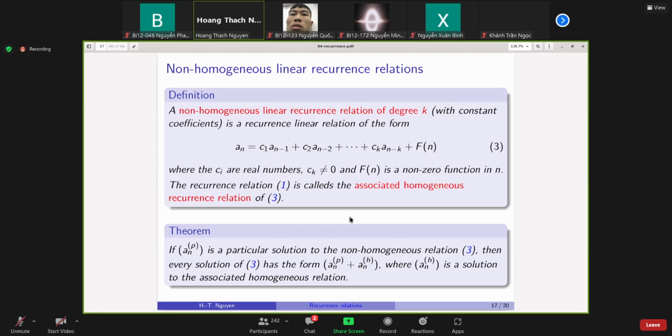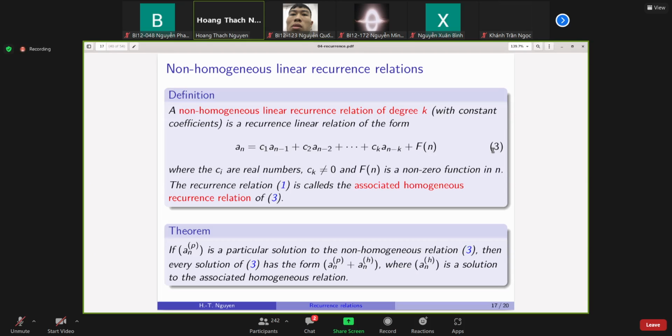And this holds in the two-way sense. That means that this is a solution to the relation 3, and conversely, any solution to this relation can be written in this form. So if you have a particular solution to the non-homogeneous relation, then theoretically you know all the solutions to this relation. All right, so it's very similar to the linear system.